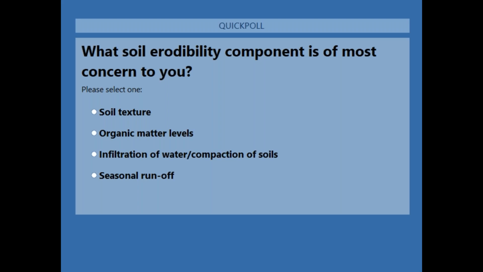No, that sounds good. It looks like we've got about 50% of folks voted. For those who are online, we do have a poll up right now. Just trying to get an understanding of what soil erodibility component is of most concern to you, so that our presenters can speak a little bit more to those areas. We have about 58% of folks voting, and it looks like seasonal runoff is leading the way in terms of what's of most concern, followed by infiltration of water and compaction of soils, with organic matter soils being a little bit lower down. Maybe we'll leave this open for just another second and see if anyone else has some thoughts.